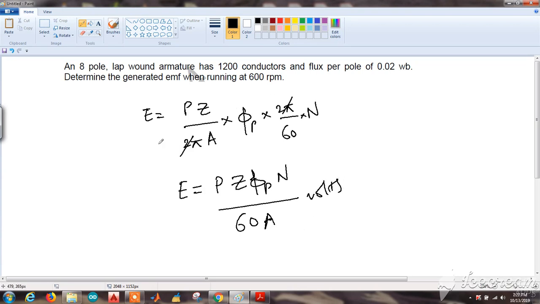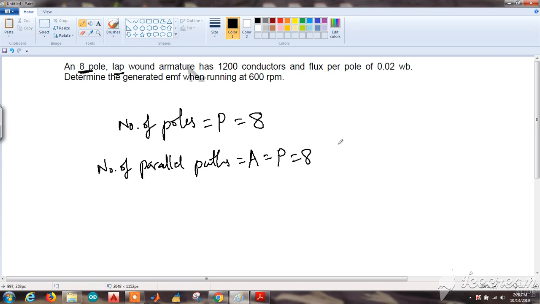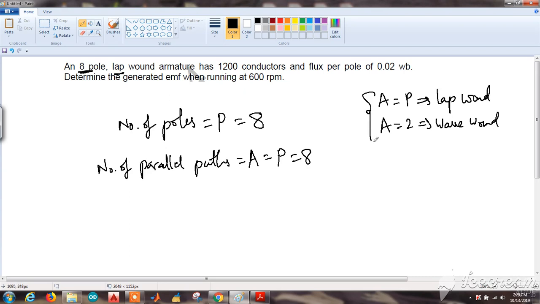Now let's solve our given question. The number of poles is given, you can see here 8 pole lap wound, so number of poles is 8. The number of parallel paths: it is given lap wound. Every time lap winding is there, the number of parallel paths will be equal to the number of poles, that is 8. And please remember, when lap winding is there, number of parallel paths is equal to the number of poles. When wave winding is there, it is equal to 2.